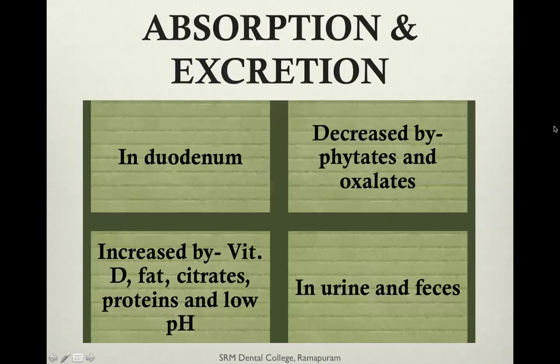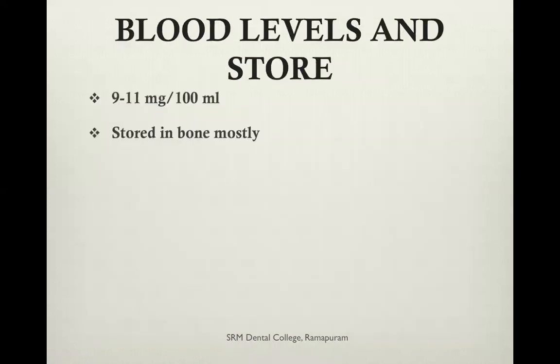Calcium is absorbed in the duodenum, and the absorption of calcium is decreased by phytates and oxalates and increased by vitamin D, fat, citrates, proteins, and low pH, and it is excreted in urine and feces. The normal blood level of calcium is 9 to 11 milligrams per 100 ml, and it is stored mostly in bone.